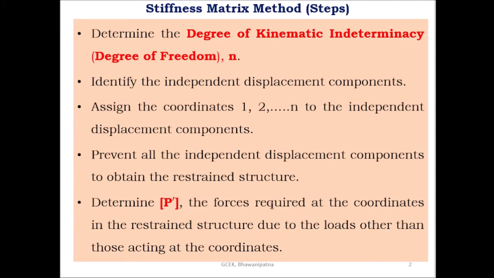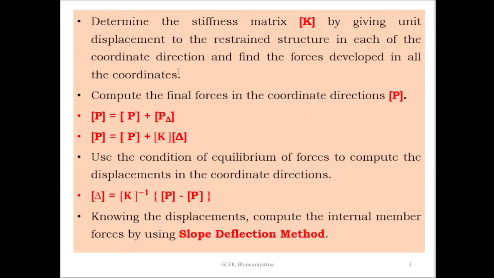Then determine the forces developed at the coordinates in the restraint structure due to the loads other than those acting at the coordinates. Then determine the stiffness matrix K by giving unit displacement to the restraint structure in each of the coordinate directions and find the forces developed in all the coordinates. Then compute the final forces in the coordinate direction. This is denoted by P.